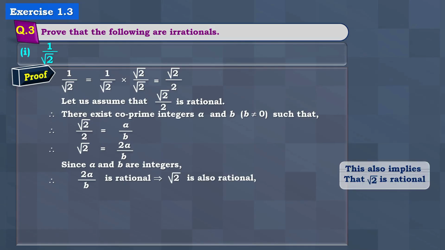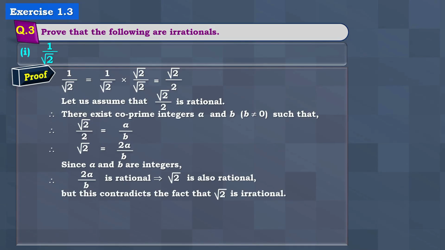But this contradicts the known fact that root 2 is an irrational number. Therefore, our assumption that root 2 divided by 2 is a rational number is wrong. Hence, root 2 divided by 2 is an irrational number. Since 1 divided by root 2 is equal to root 2 divided by 2, we conclude that 1 divided by root 2 is an irrational number.